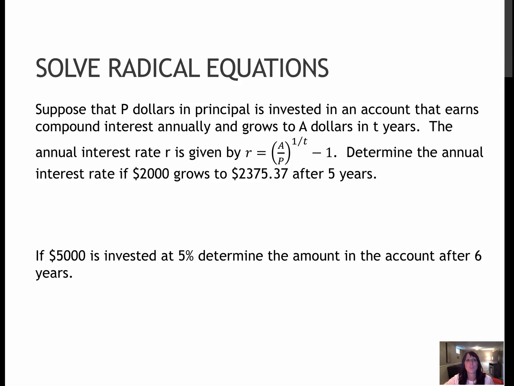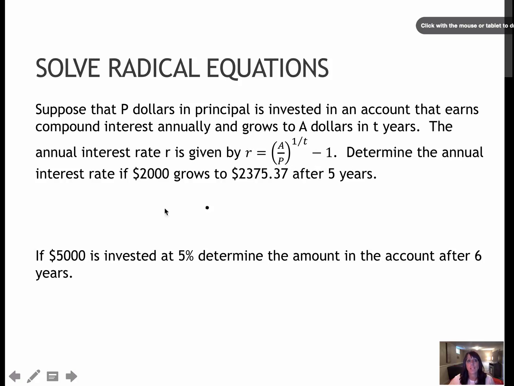Here is an application question for us to try with radical equations. We have P, that of course represents principal, invested in an account that earns compound interest annually, that grows to A, so A represents the accumulated amount, in T years. The annual interest rate R is given by this function.